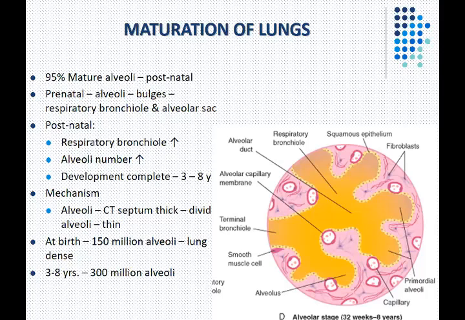In postnatal life, the size of the lung increases by an increase in the number of the alveoli and the respiratory bronchioles, alveolar ducts, alveolar sacs. इनका number increase होता है. अब alveoli का number कैसे increase करता है? This alveoli, existing alveoli, is divided into two by connective tissue septa. Connective tissue septa इसमें bulge करता है and divides this alveolus into two.